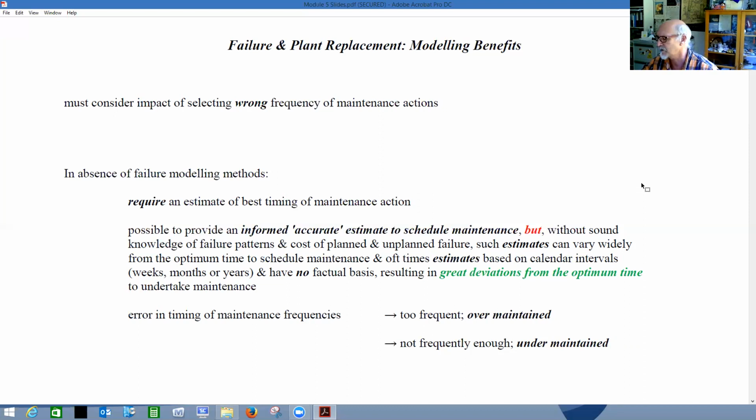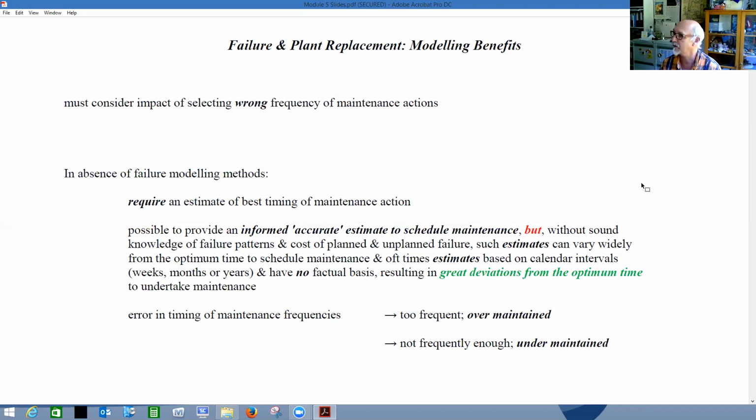Yes, I've got years of experience, and yes, I reckon it should always be done on a 10,000 hour changeover. Well, maybe not. Maybe that's under maintenance because of the conditions currently in your mine frame. They might be very dusty, so your air filters may need to be changed more often than that. It just depends. So the mathematical model is going to bring out a far more quantitative way to help you make better predictions. So it's possible to provide an informed or accurate estimate to schedule your maintenance.